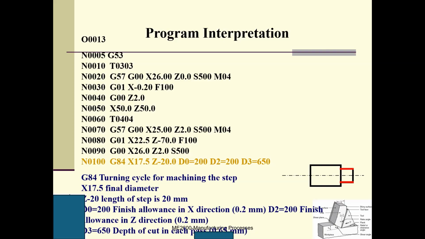This guy is spinning. This is my tool. This direction is the depth of cut. This direction is the feed. So remember, this is a tool. If I move this way, it is the feed. If I move this way, it is the depth of cut. So you know D0, D2, D3. D3 is the depth of cut in each pass.